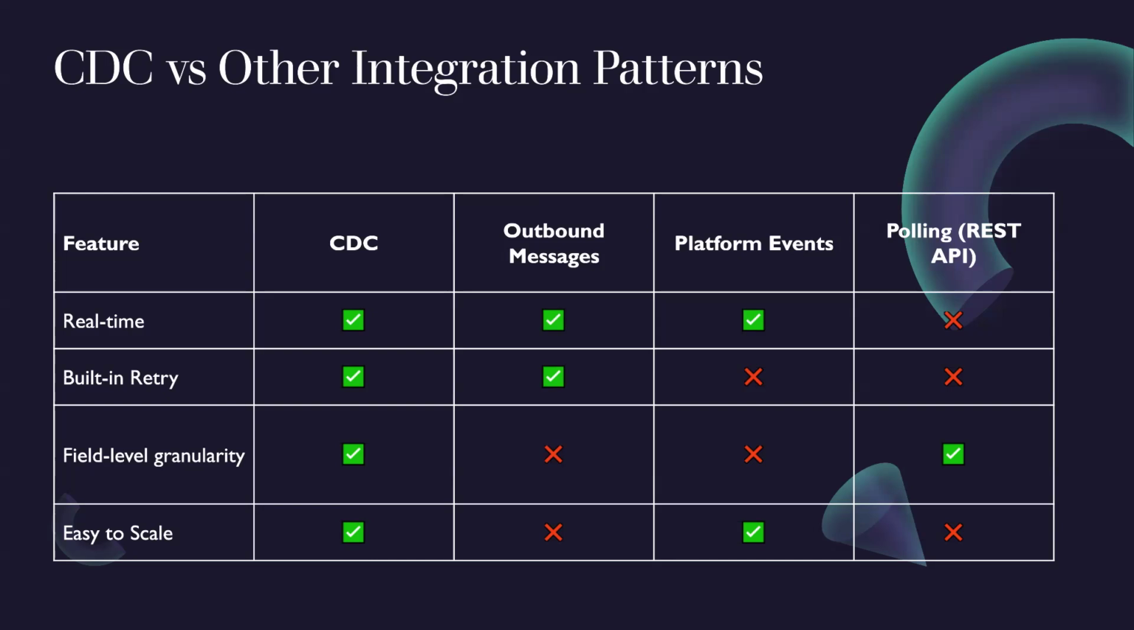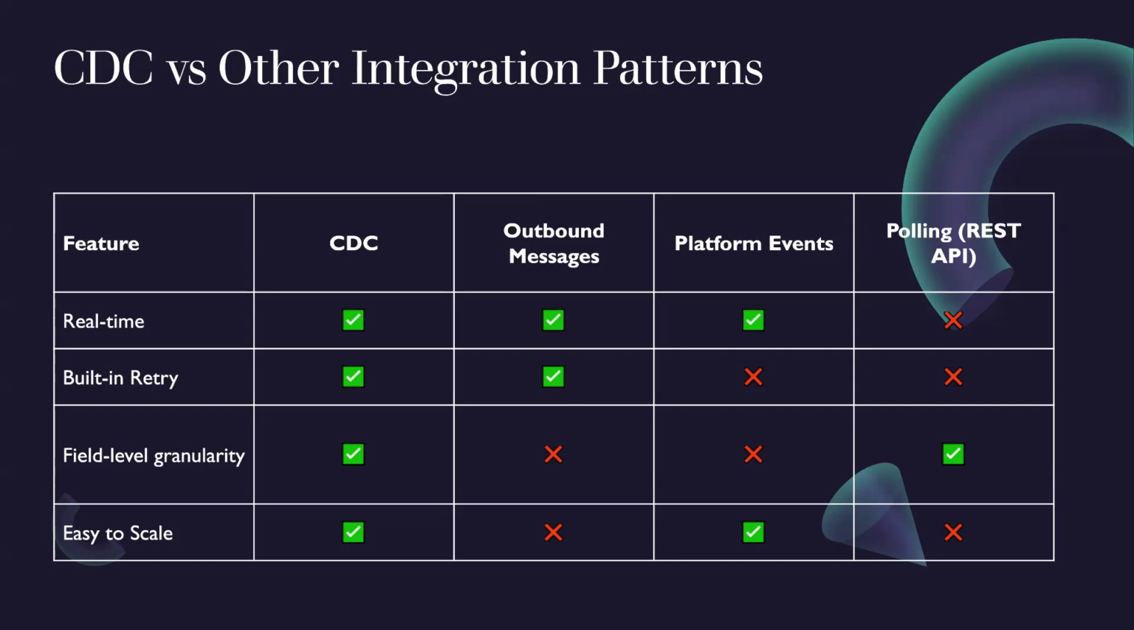That means, as I said, it only covers the fields which were modified, and not all fields which are there on the objects. And it's easy to scale. That means when your data grows, it still continues to work as efficiently as it does. You can see the other options. Outbound messages are real time and come with built-in retry, but they don't support field level granularity, or it's not easy to scale.